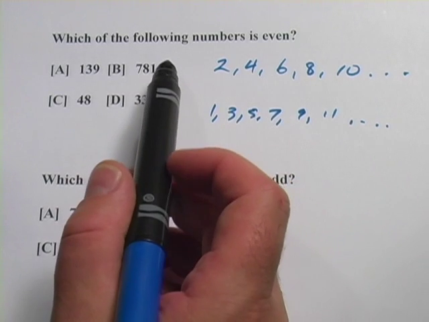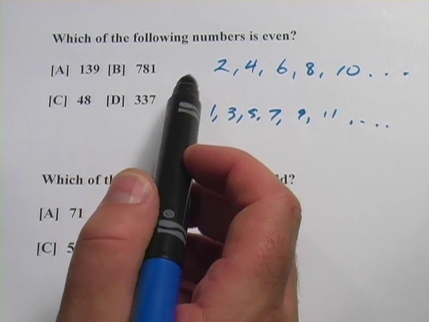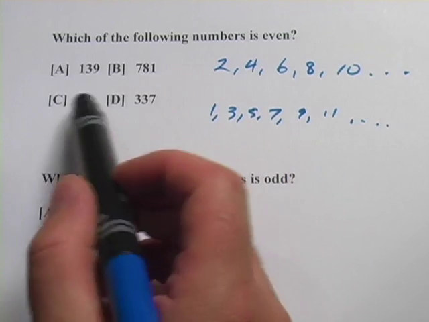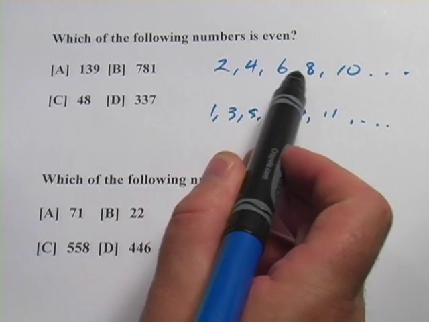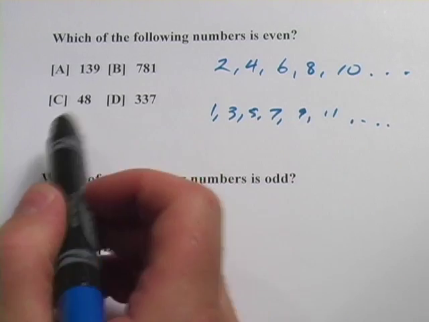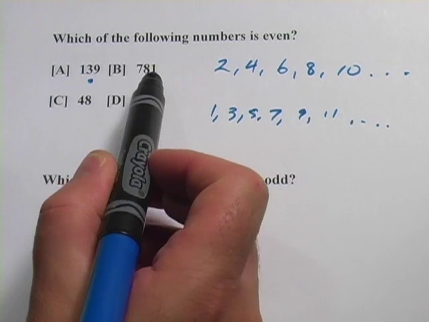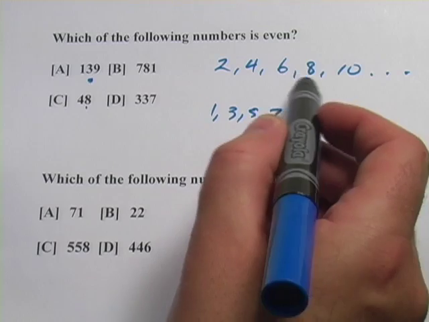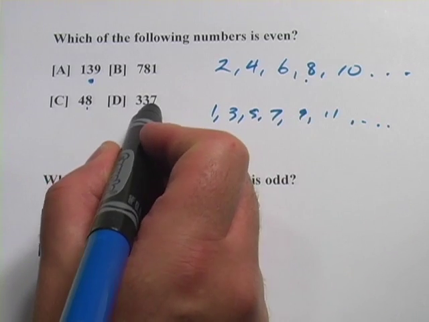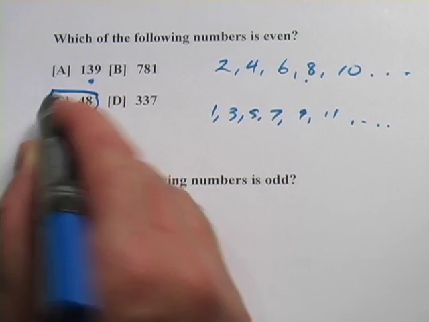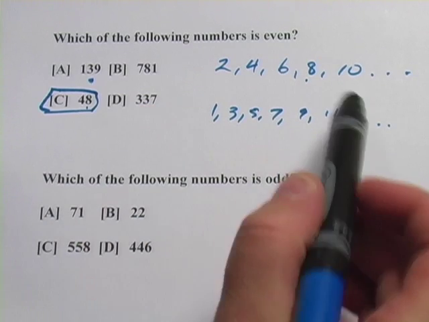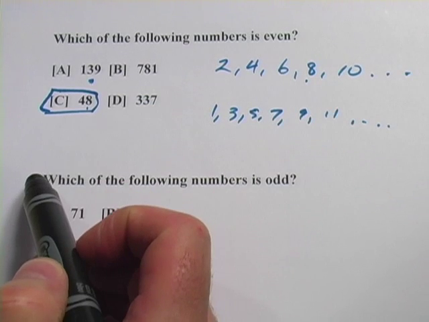In this first question, it says, which of the following numbers is even? So we're looking for a number that ends with a 2, 4, 6, 8, or a 0. So we've got 139, 781, 48, well, that ends with an 8, and the other one's 337. So this is the only one that ends with an 8. So this is an even number.